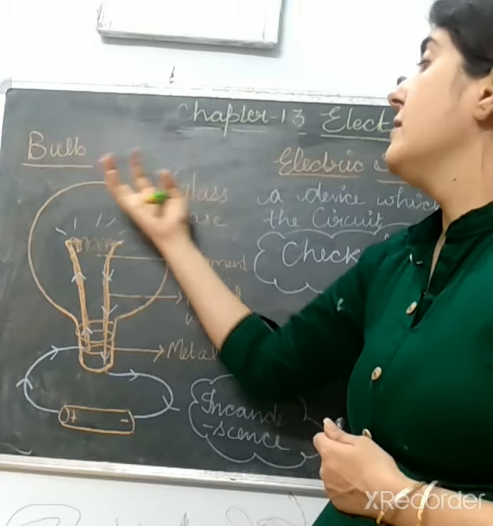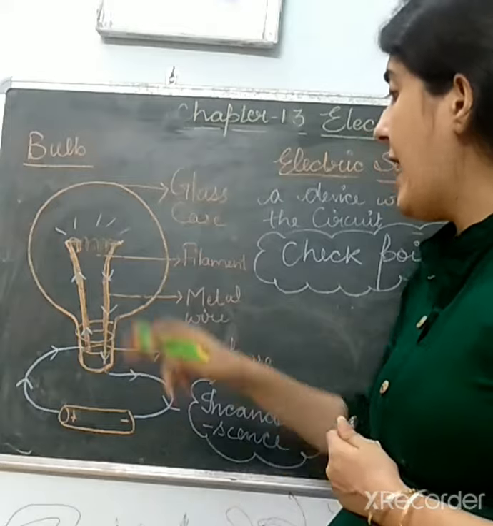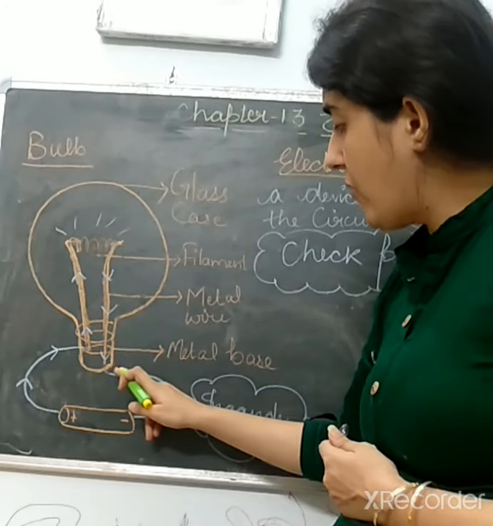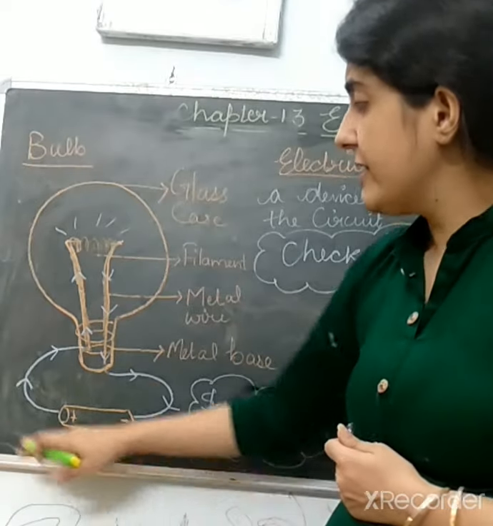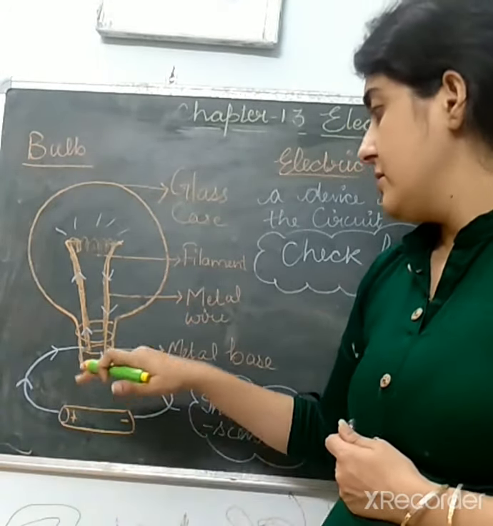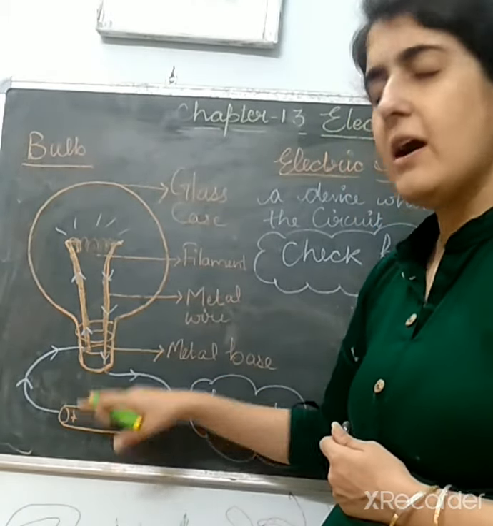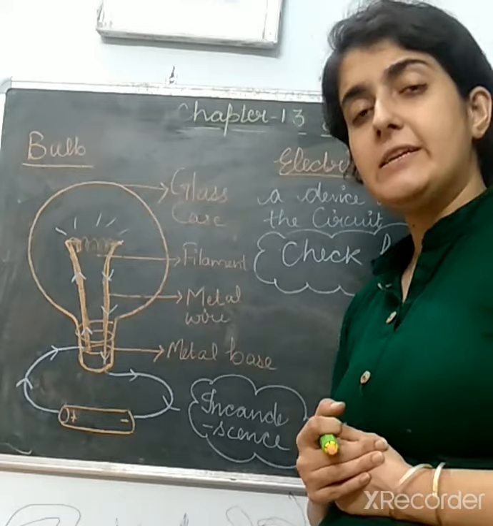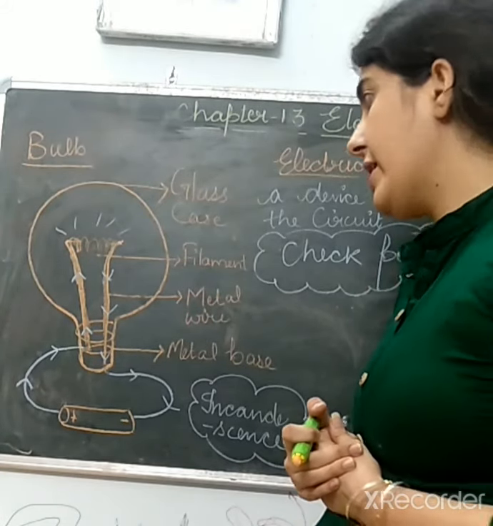filament, the bulb starts glowing, right? And again the current will go down to the negative terminal, and this process continues till the chemical reaction, till the chemicals react together in the dry cell. And we already discussed the working and structure of a dry cell, right?